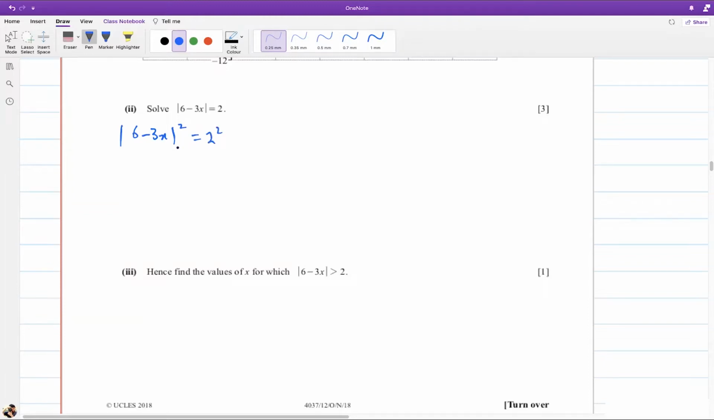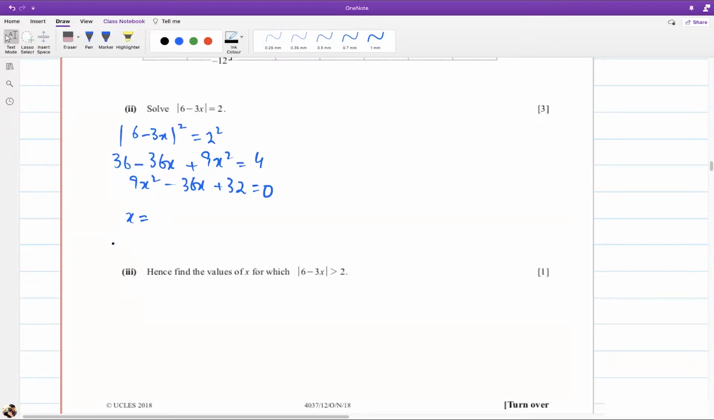क्योंकि modulus क्या करता है? आपको आंसर पॉजिटिव करके देता है और स्क्वायर भी यही करता है कि आपको आंसर पॉजिटिव करके देता है. तो हम स्क्वायर कर लेते हैं दोनों साइड्स पे. तो इस तरह हमारे पास यहाँ पर बनेगा 36 minus 36x plus 9x squared is equal to 4. So that gives me 9x squared minus 36x plus 32 is equal to 0.